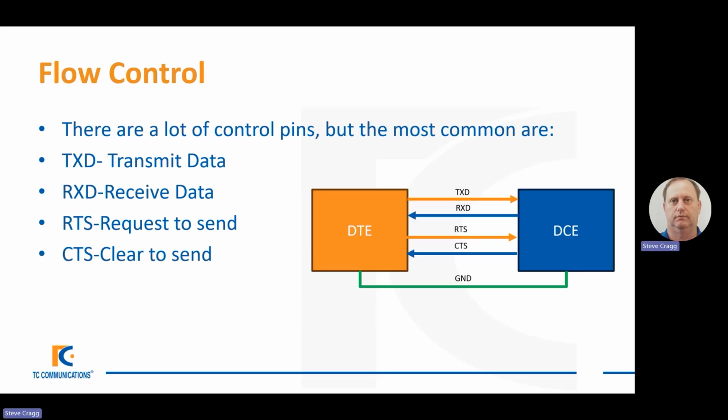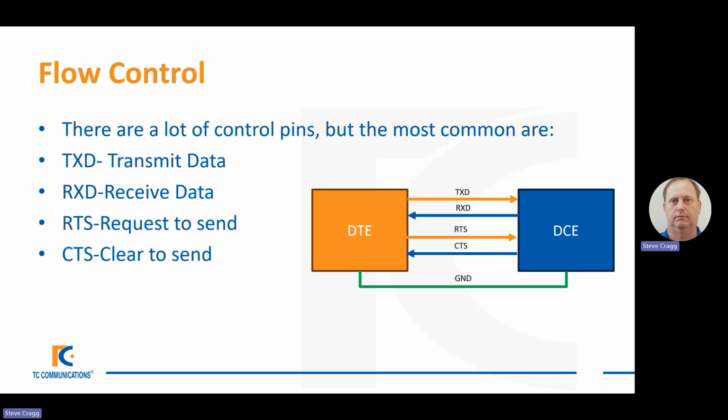For flow control, original devices were lacking in processing power. So it was quite common that you would start sending data from one device to the other, and the receiving device couldn't keep up with the amount of data coming in. So flow control was put in. This is shown here. Let's say the DTE device is transmitting to the DCE device over the TX data line.